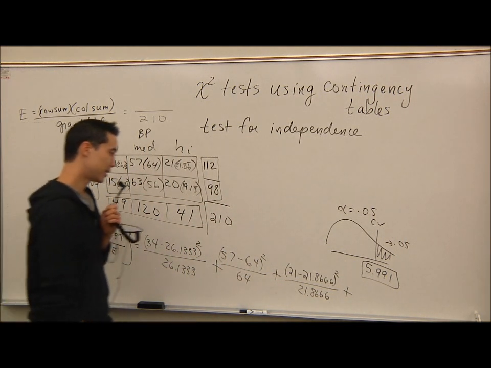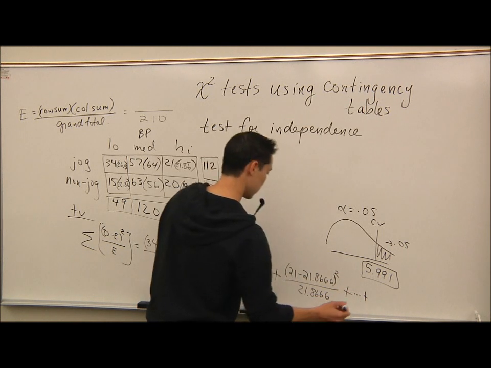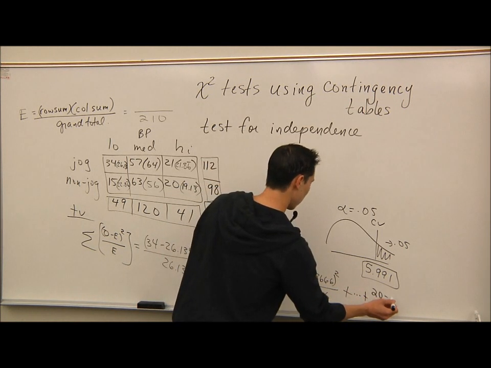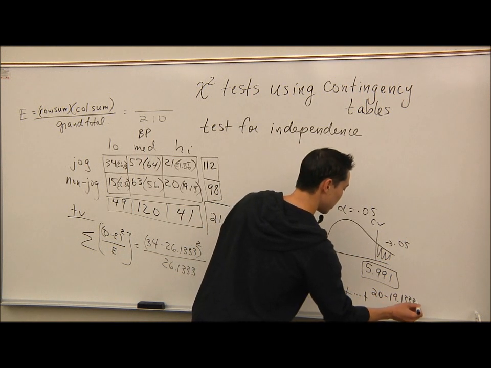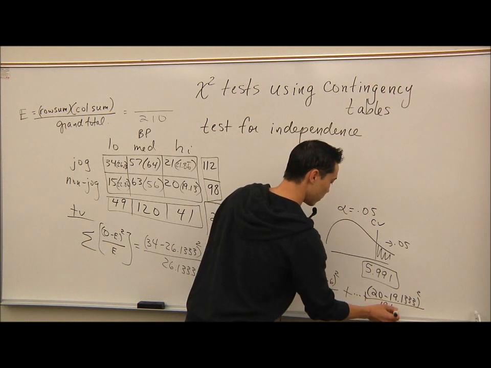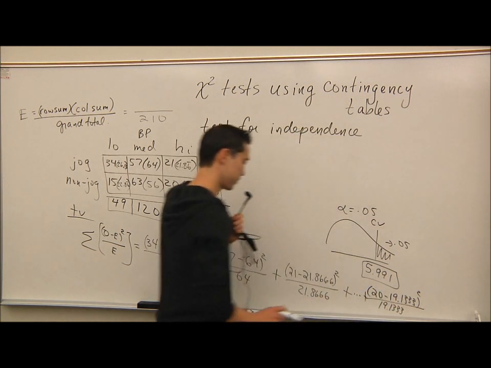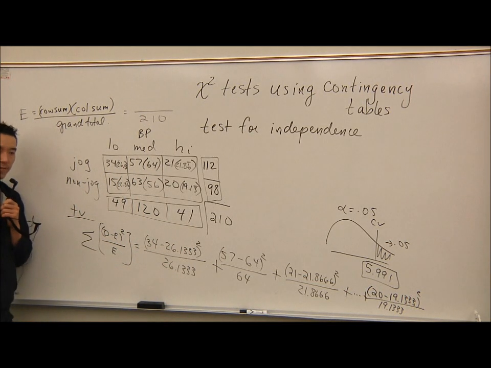I'm going to cheat and put dot, dot, dot, and just do the last cell. 20 minus 19.1333 squared over 19.133. Okay, but you should have 6 of those that you need to fill out.